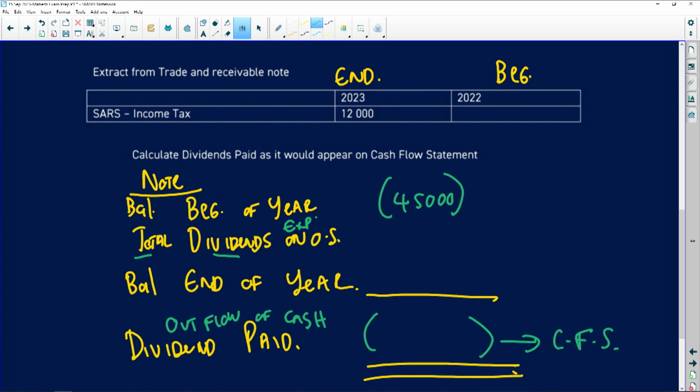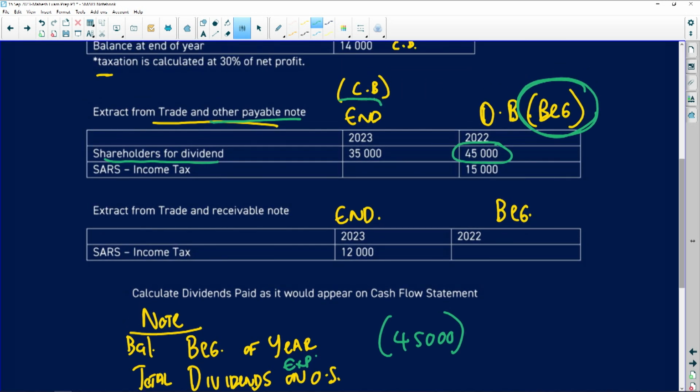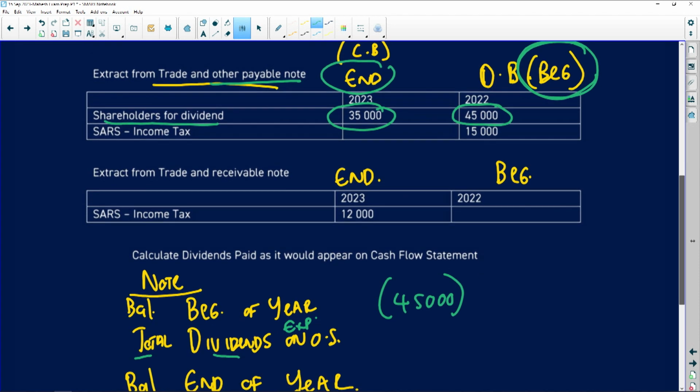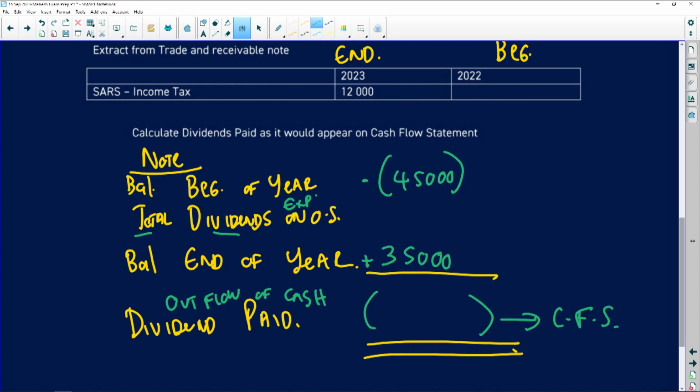Then balance at the end of the year. I'm going to fill this in as well. How much am I owing my shareholders at the end of the year? An amount of 35,000. So at the end of the year, I am owing my shareholders 35,000. No brackets, this is positive. Why is it positive? I haven't paid them. That money is still sitting in my bank account, so it wasn't an outflow. It didn't leave my bank account. So can you see that amount is positive, whereas this is negative. So immediately, if you swap the two, can you see what's going to happen?